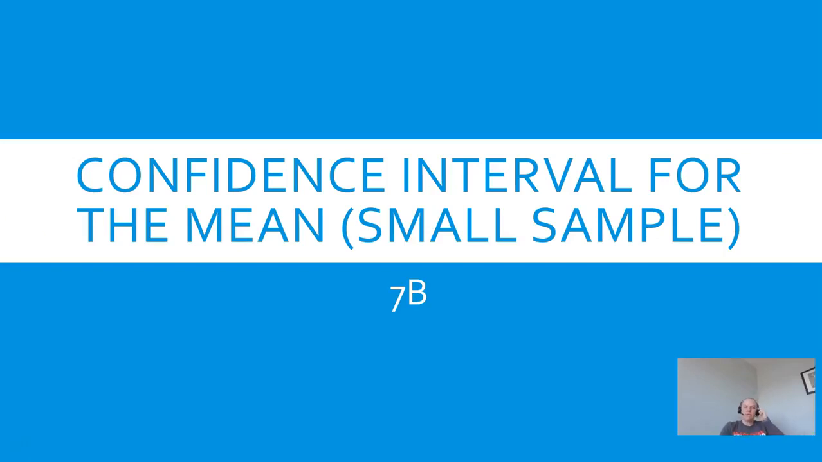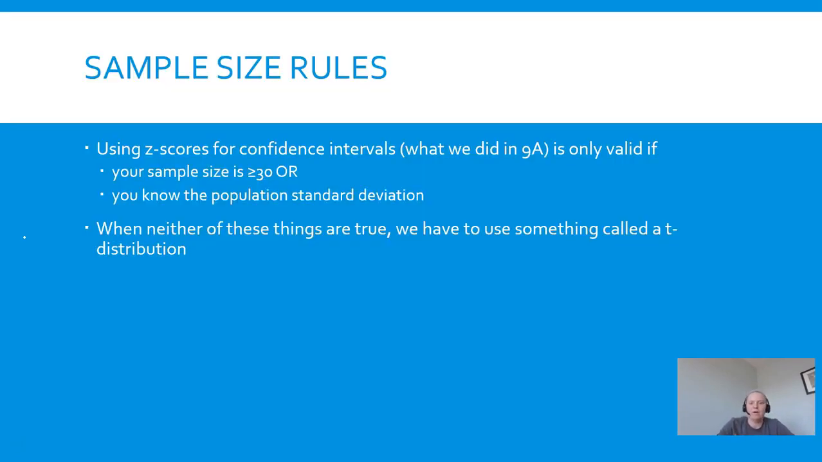Lesson 7B, we're going to do confidence intervals for the mean when we have a small sample. Last lesson, 9A, we did confidence intervals for the mean and we used z-scores. So we used that z sub c to find our margin of error. That only works if the sample size is greater than or equal to 30 or we know the population standard deviation. So you have to have one or both of those things to use z-scores.